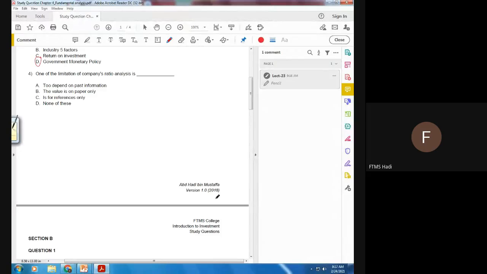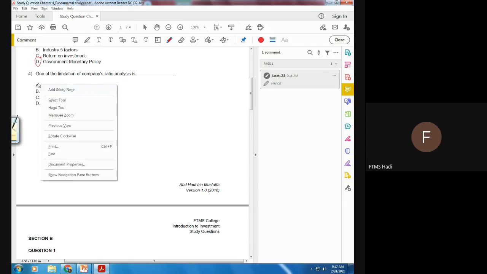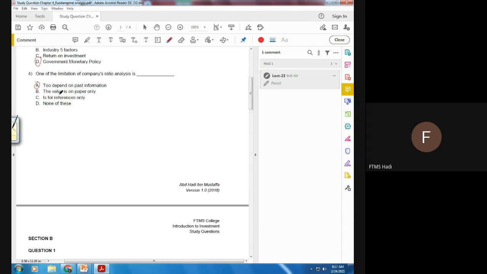Number 4, we will answer for you too. One of the limitations of company's ratio analysis. What is the problem with company's ratio analysis? The answer is A, it depends on past information. Why? Because most of the financial information is reported, meaning reported for last year and the last few years. That means it's past information.